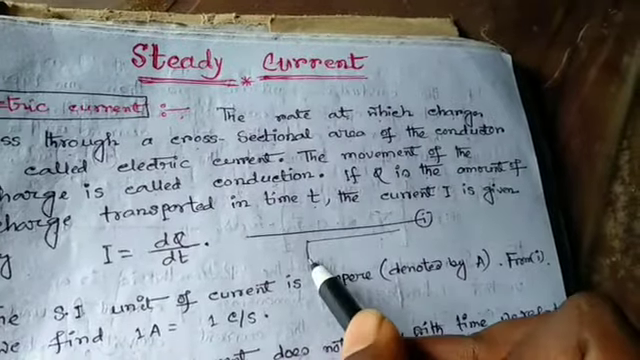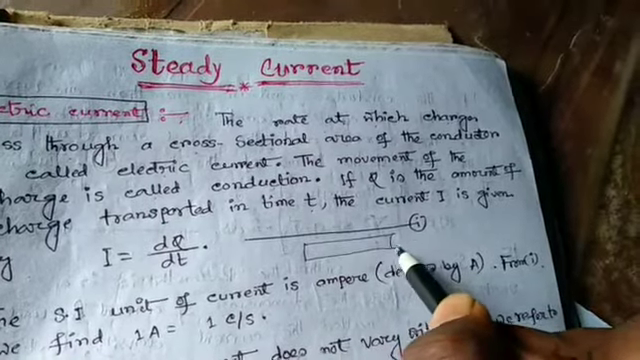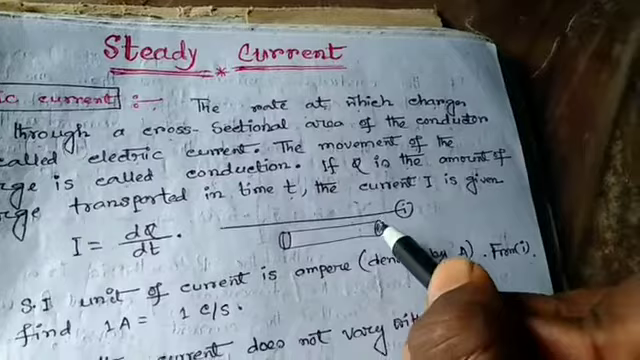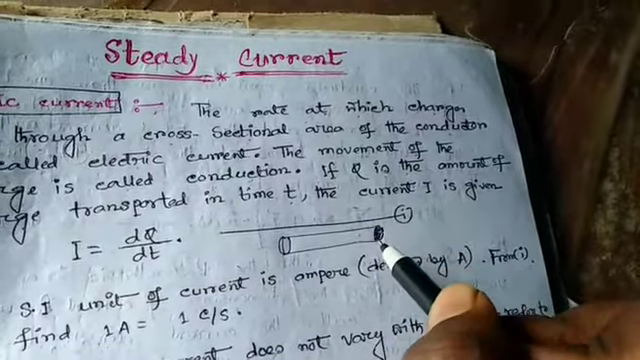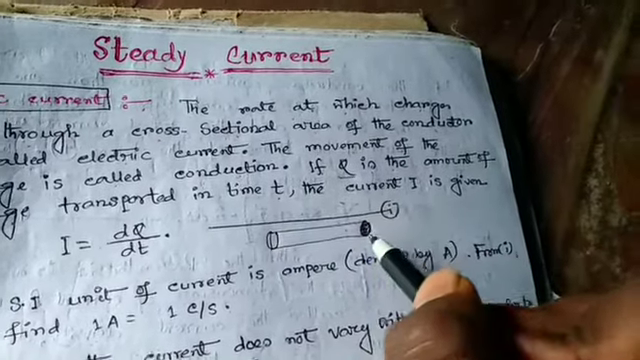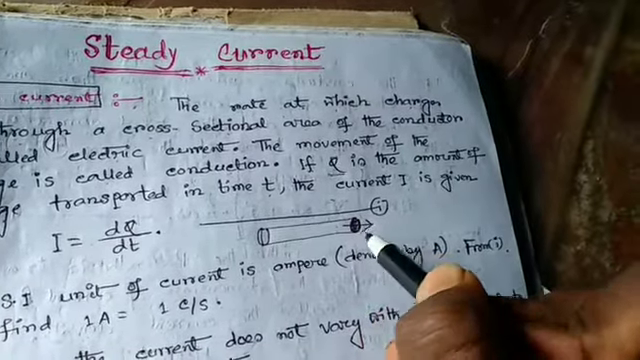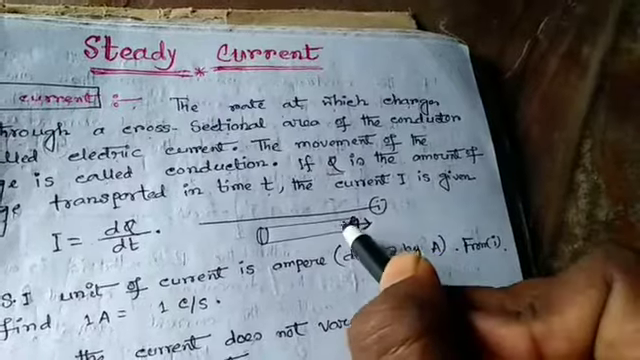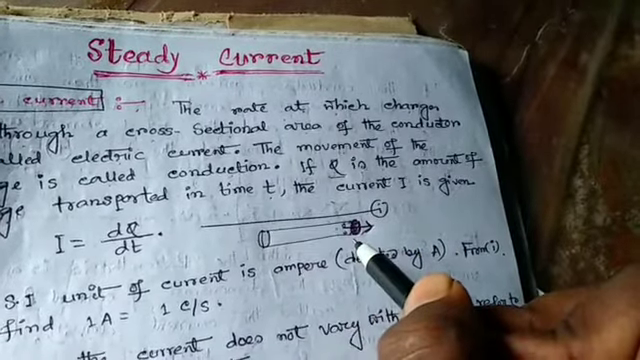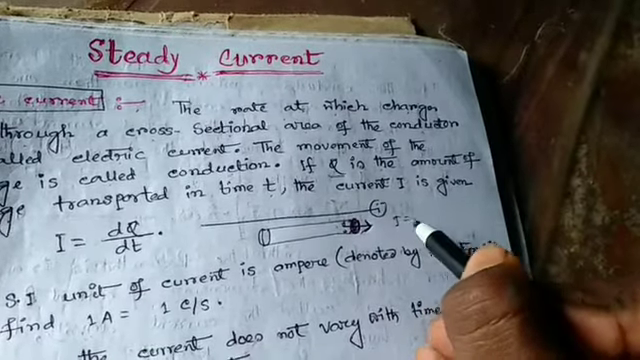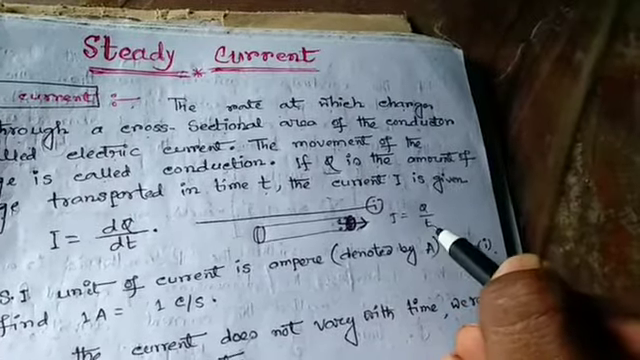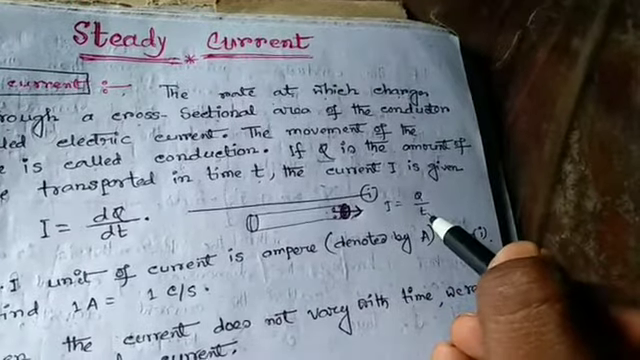Let us draw a conductor. So this is the cross-sectional area. The charge q passes through this cross-sectional area in time t. So current is I equals q by t, charge by time. Understood?